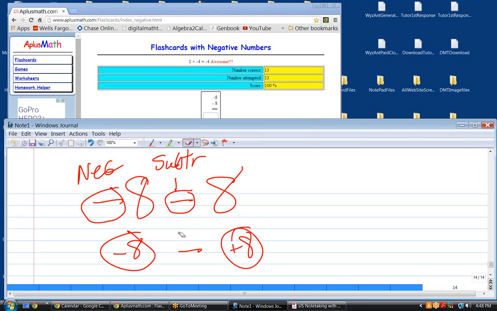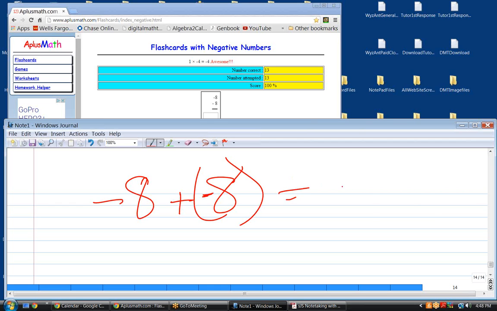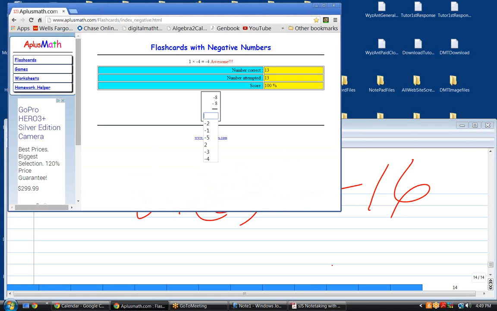Okay? Well, what I tell everybody to do with subtraction problems is turn them into addition problems. You turn them into addition problems by changing the subtraction sign to an add and changing the sign on the number that was being subtracted. Okay. Now what's the answer? Negative 8 plus a negative 8. Negative plus negative? Oh, negative 16. Once you turn it into an addition problem, it really becomes pretty easy. It's only tough when it's a subtraction problem.